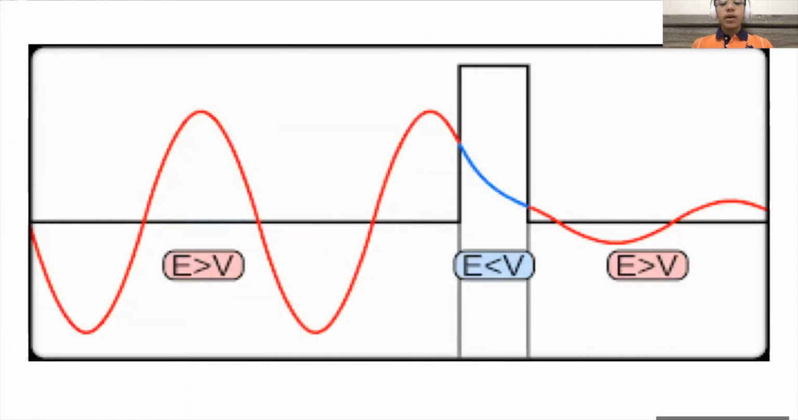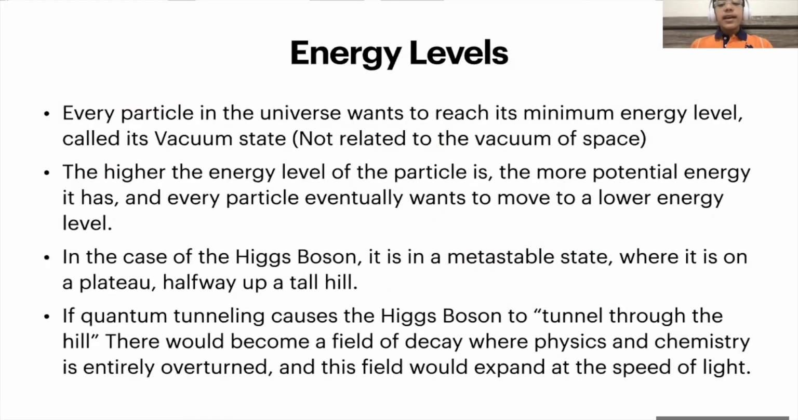Here I have a picture of quantum tunneling. This is a very simplified diagram, but in essence, every particle in the universe wants to reach its minimum energy level called a vacuum state, which isn't related to the vacuum of space. The higher the energy level of this particle is, the more potential energy it has, and every particle eventually wants to move to its lowest energy level. In the case of the Higgs boson, it's in a metastable state, where it's on a plateau and can be imagined as halfway up a tall hill, where it wants to reach the bottom, but because it's on a flat plateau, it thinks it's stable.